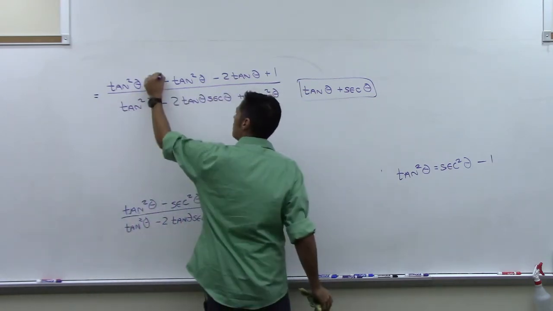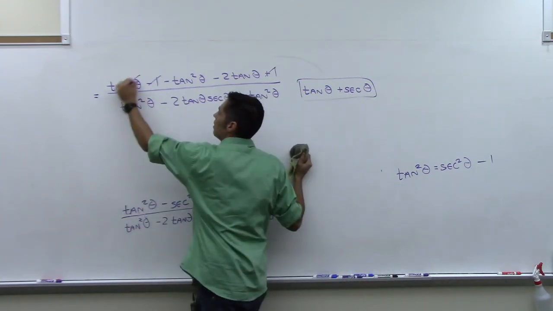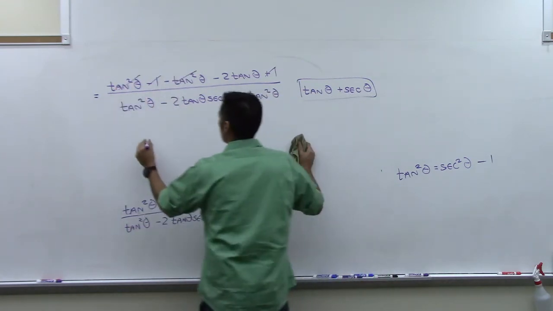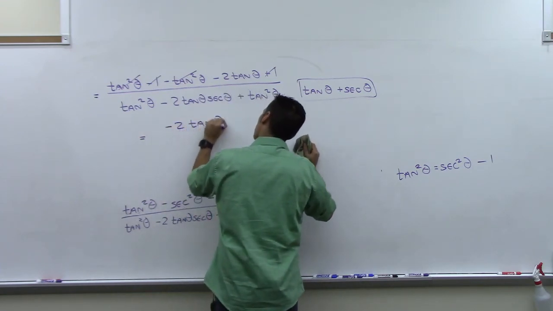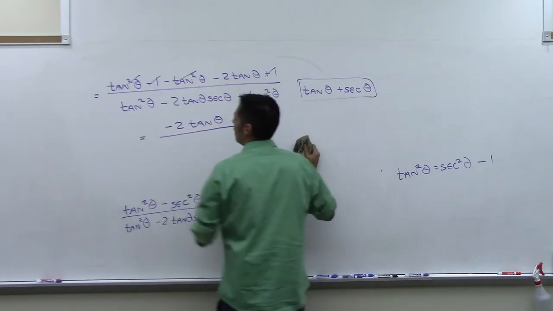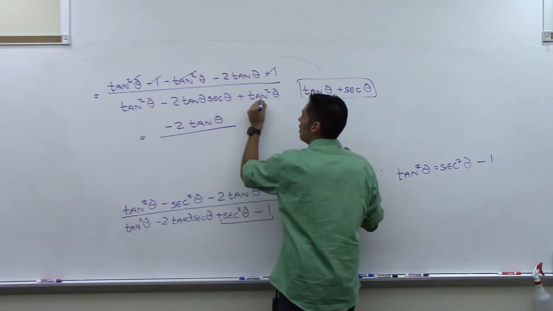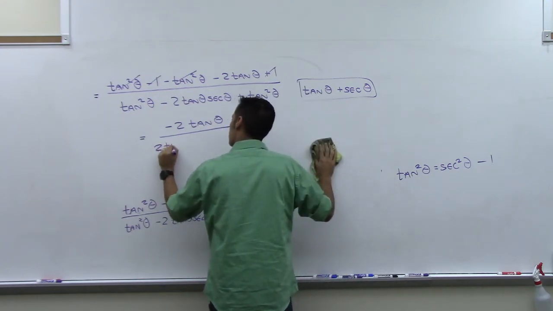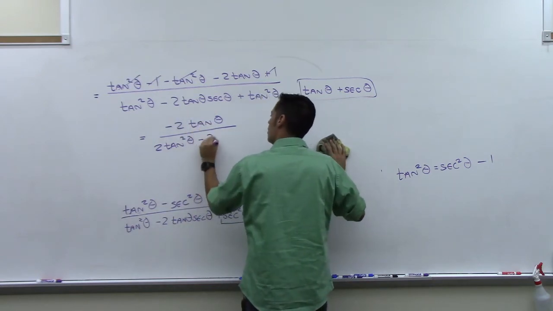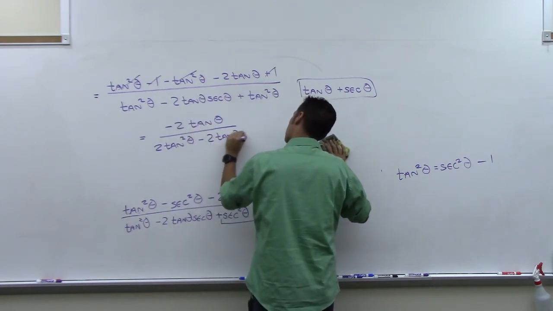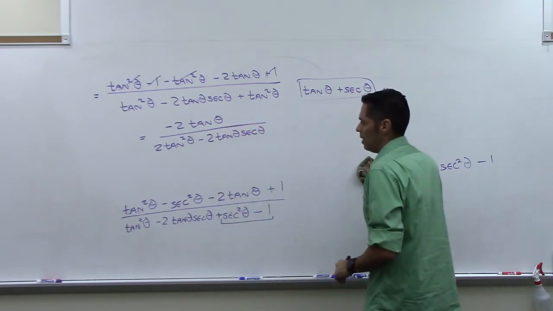All right, these ones cancel. These tangents cancel. And so my numerator, all that's left is negative 2 tangent theta over my denominator, which I have tangent squared theta, that's 2 tangent squared theta, and then minus 2 tangent theta secant theta. Oh my goodness, it's still not pretty.